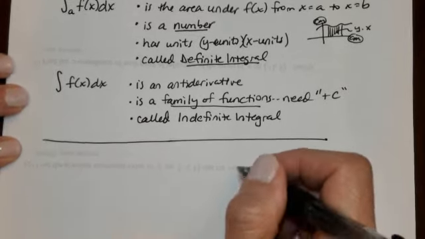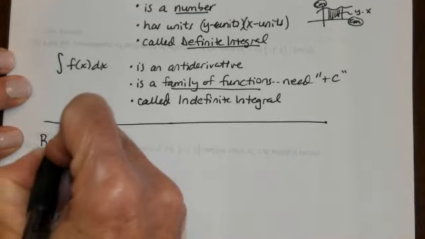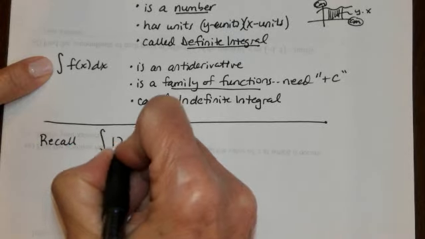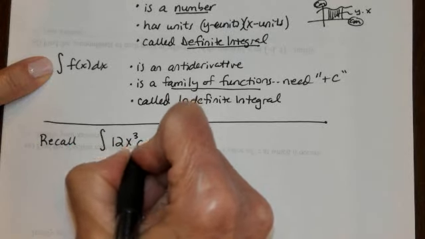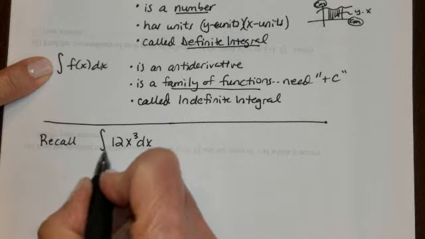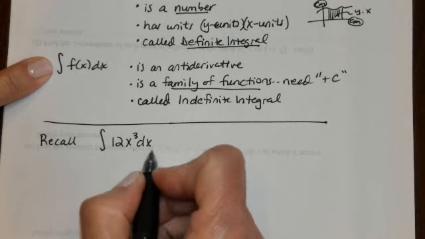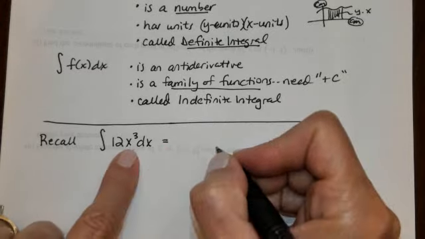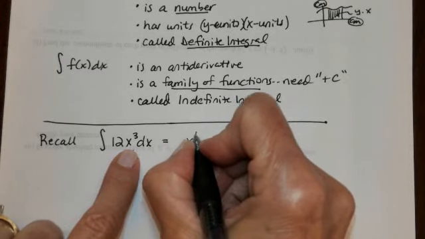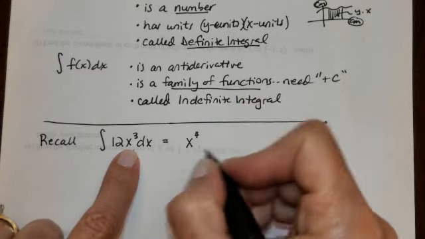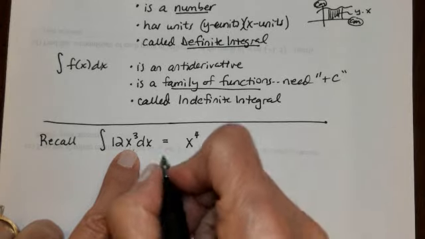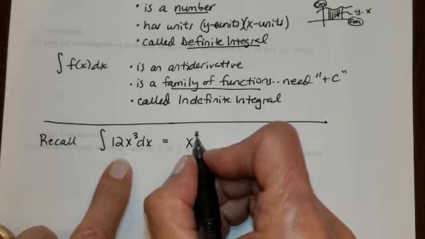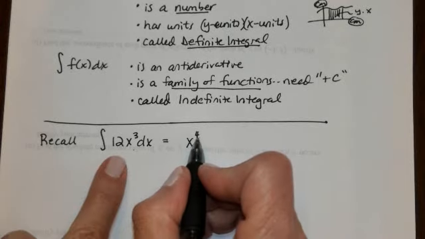All right. So let's recall something about an indefinite integral. Let's say we have the antiderivative of 12x cubed dx. Okay, let's recall what we did with that. We raised the power by 1, right? Raise the power by 1 because we're doing the opposite of a derivative. Then divide this coefficient by our new power.